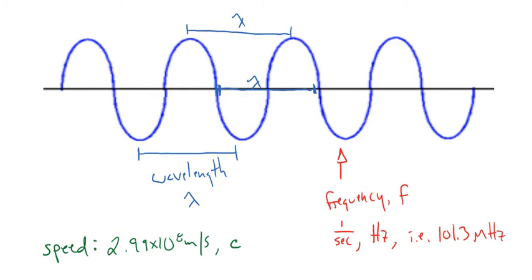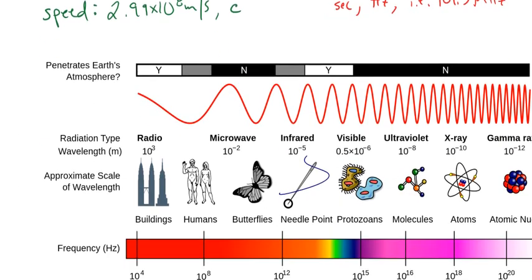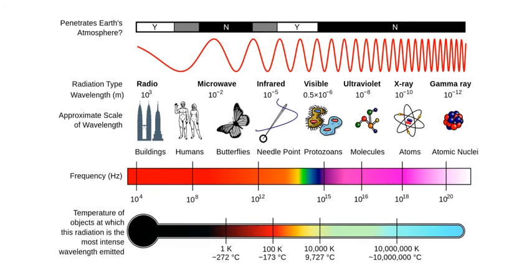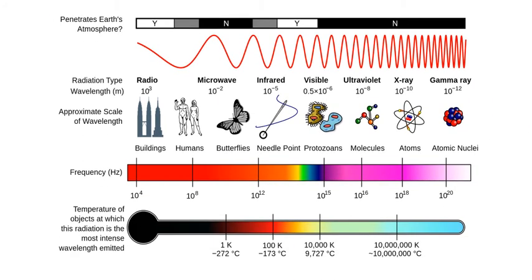The final property of waves that we're concerned with right here is energy. Energy we'll represent with an E and measured in joules. To get an idea of how wavelength and frequency play into the energy of a wave, let's take a look at several different examples of electromagnetic radiation. Down here we see a chart showing radio waves, microwaves, infrared, visible, ultraviolet, X-rays, and gamma rays.